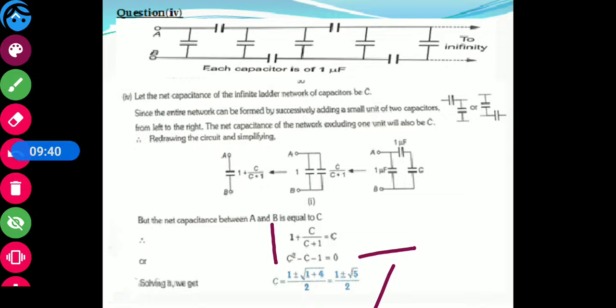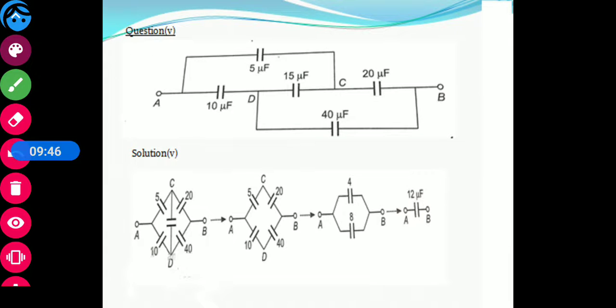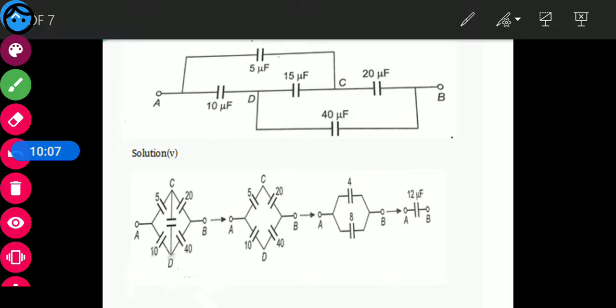This is a very important example regarding the CBSE board. Now this is example number 5. It can be reduced in this way. Here, we have to find the resultant capacitance between A and B. So we can redraw it like this, and if you see carefully, the diagram is this.